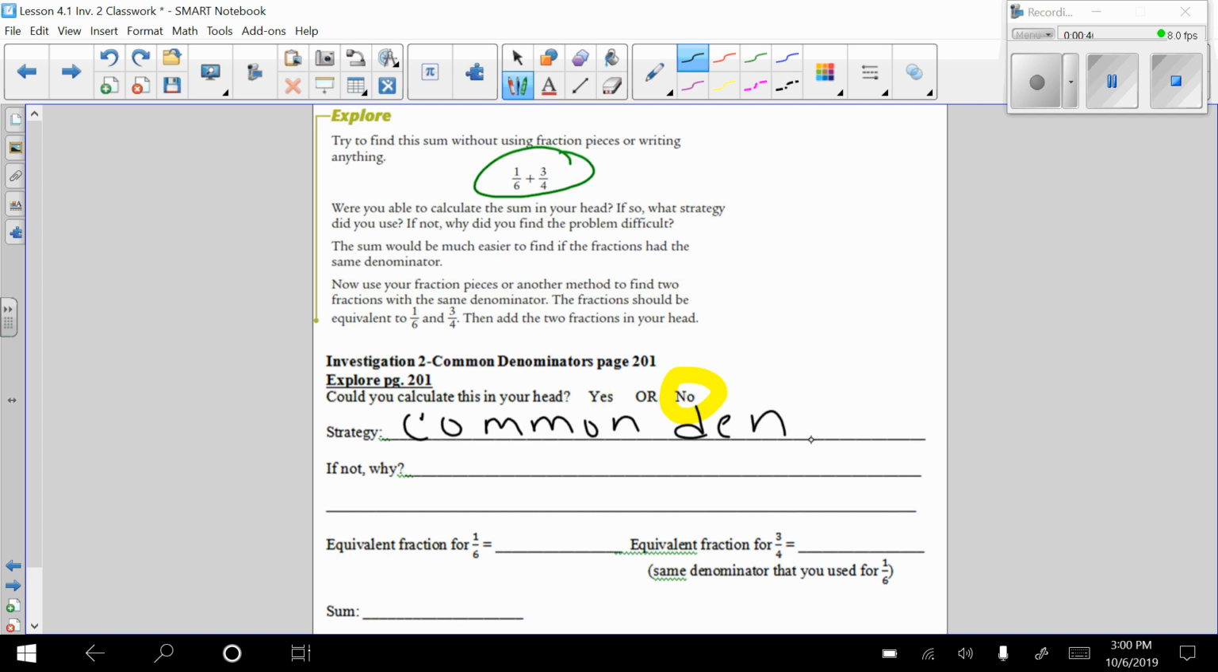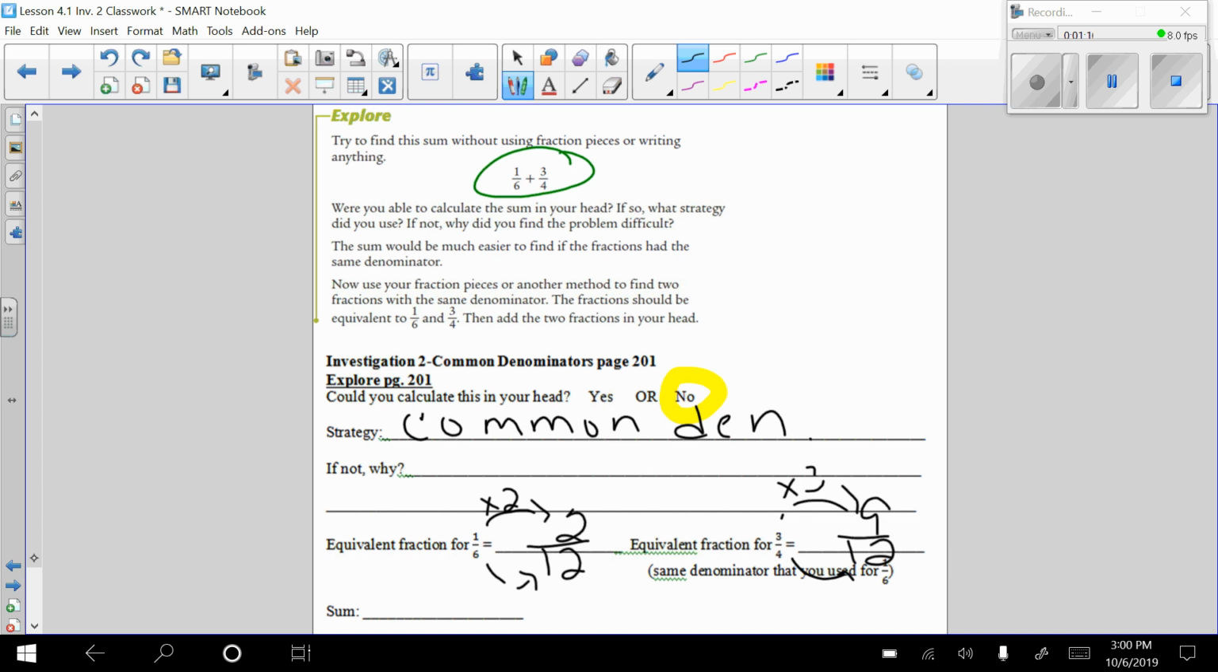So what is a common denominator of 6 and 4? Remember, that's your LCM. What is your least common multiple? In this case, it's going to be 12. So if I make the common denominator of 12 for both of these fractions, remember, whatever I do to the bottom number to get to 12, I must do to the top number. In this case, I multiplied by 2. 1 times 2 is 2. For the 4, I had to get to 12, so I had to multiply by 3. 3 times 3 is 9.